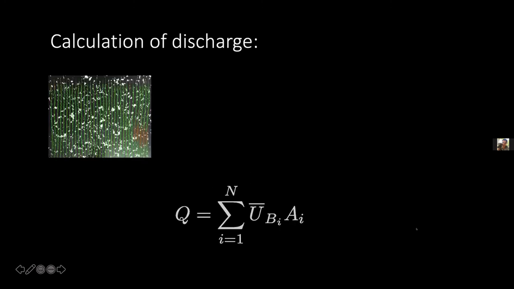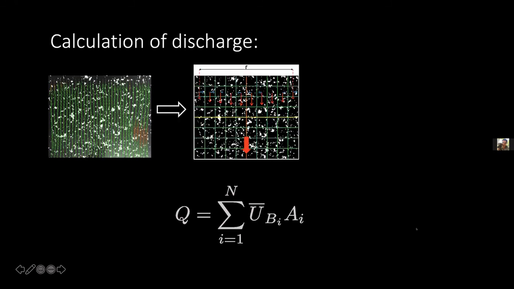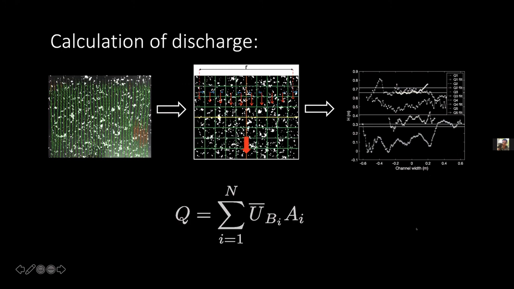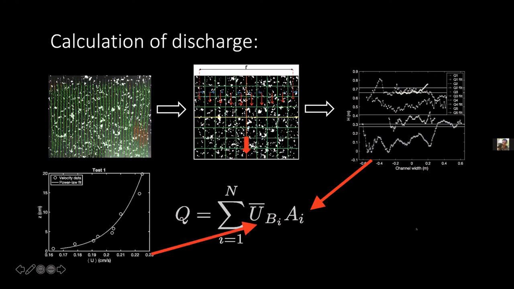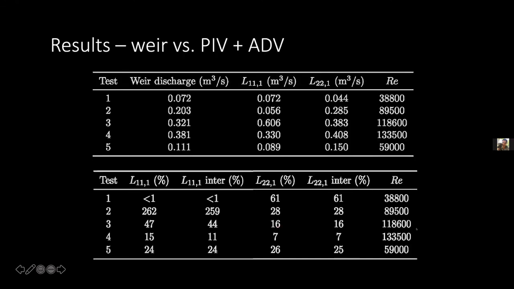So putting this all together, I'm on my last couple slides, don't worry. We can put this together to see, can we calculate discharge? From the surface PIV, we look at our turbulence, in this case the integral length scale. This gives us some measure of our depth. We know our width, so this gives us our cross-sectional area. From the ADV measurements, we can figure out our depth-averaged velocity, and from that calculate our discharge Q. And then with that, compare that to the actual weir discharge.